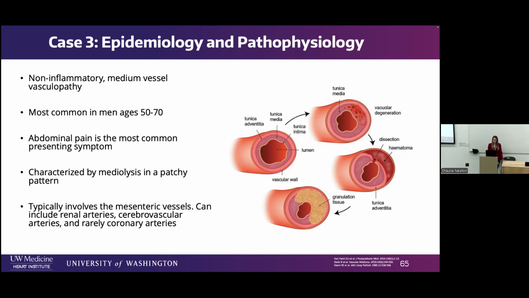It typically involves the mesenteric vessels. I think that's one of the defining features. And so in 61% of patients, there's involvement of the celiac artery. It can include the renal arteries, cerebral vascular arteries, and rarely include the coronary arteries.